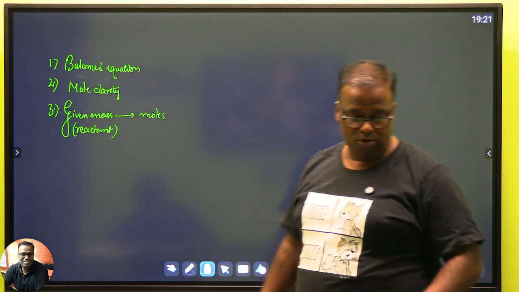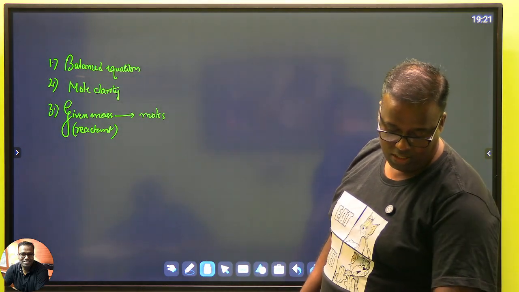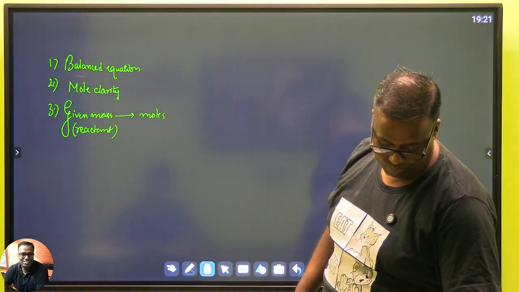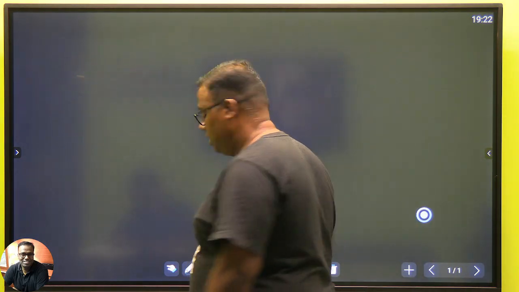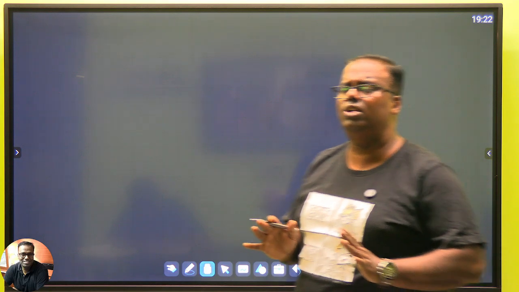Shall we try one more? Okay, let's try one more. Let's take the question. It says 4 grams of magnesium is reacted with hydrochloric acid. Look at the reaction first. Magnesium reacts with hydrochloric acid. What type of reaction? Metal reacts with acid to form metal salt and releases hydrogen gas.